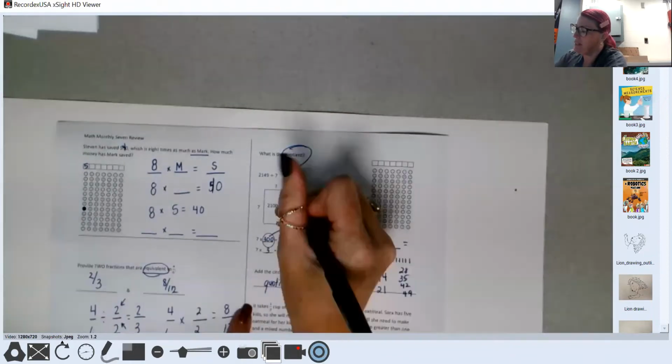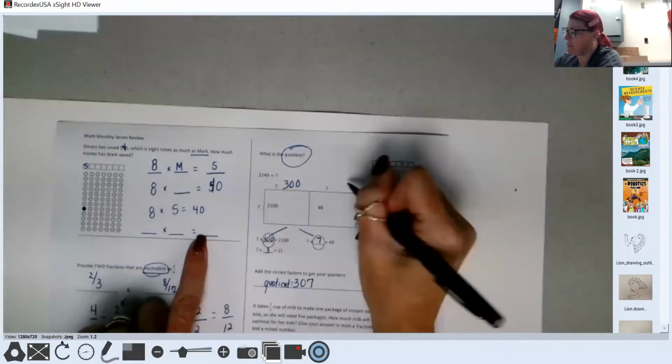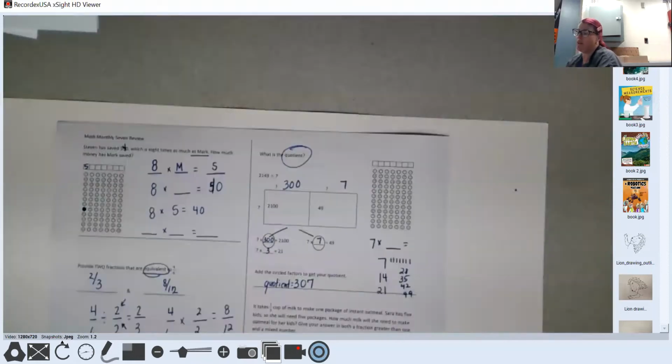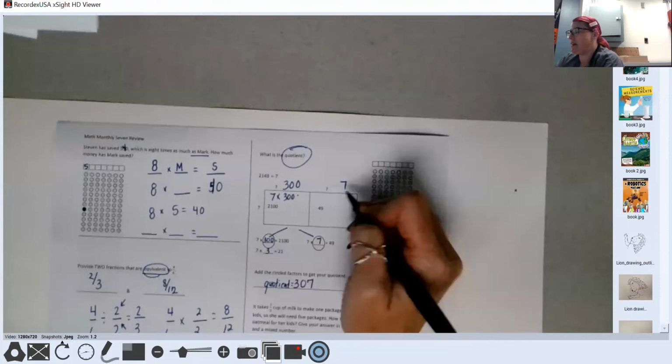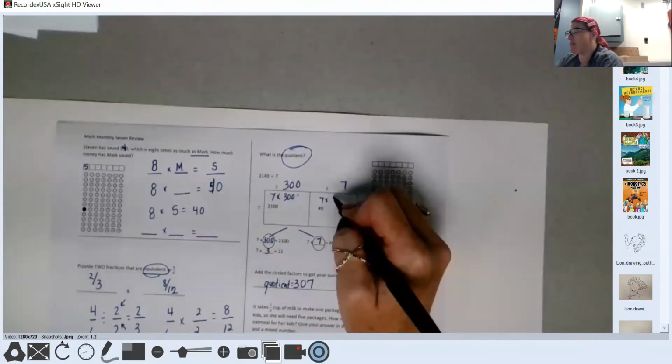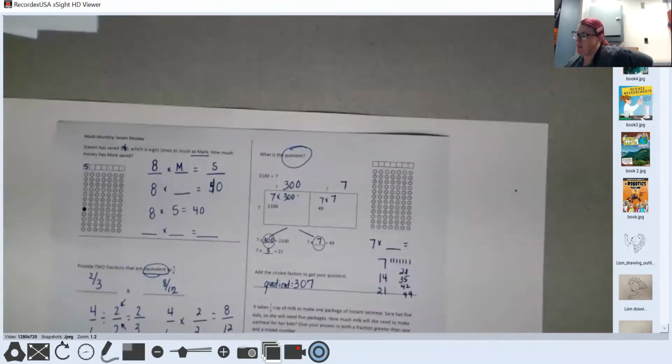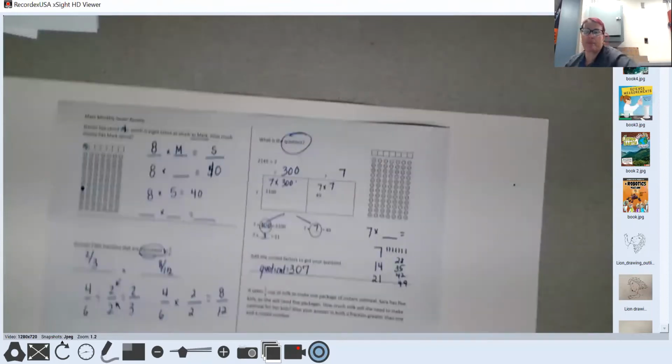So, and I use this, I could check my work this way to help me figure it out. 7 times 300. And then 7 times 7. All right, the next one.